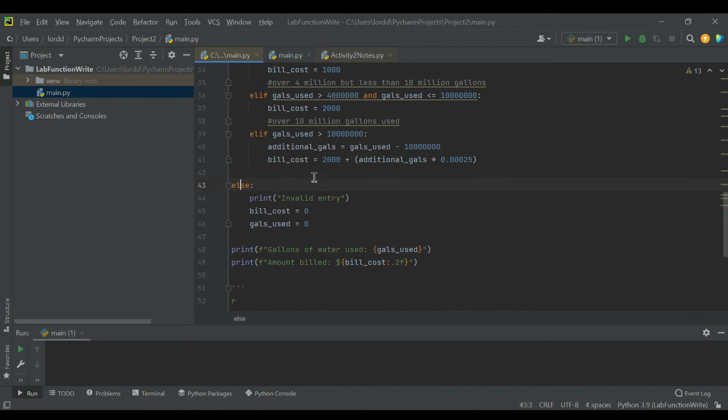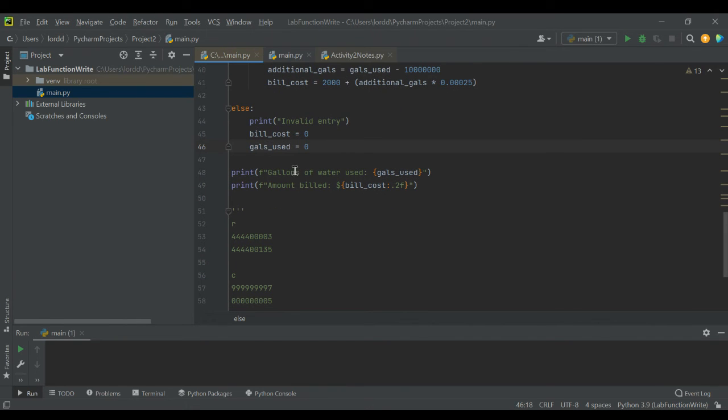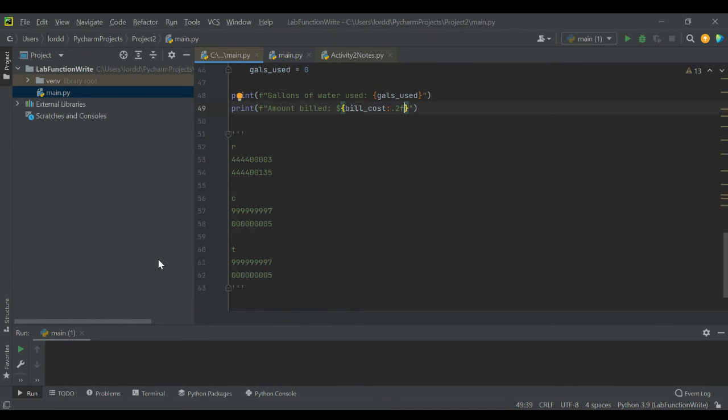And else, if an invalid customer code is given, we simply say invalid entry and we set our bill cost and gallons to be 0. And then here at the bottom, we also have our F strings to output the gallons used and our bill cost, with this bill cost being 2 decimal places since it's in dollars. So now I'll be going over some samples.